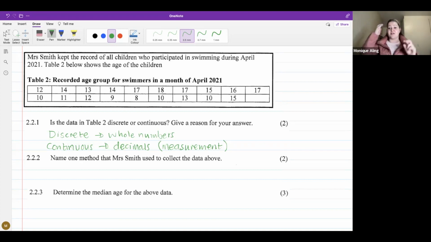Okay, so when it comes to age, we need to look at the context. And in this table, there's only whole numbers, so we're going to say discrete because all the data is only whole numbers. But in general, age is continuous. So either way, if you explain it, it should be right. Okay, so your age is a tricky one, so just remember that one.